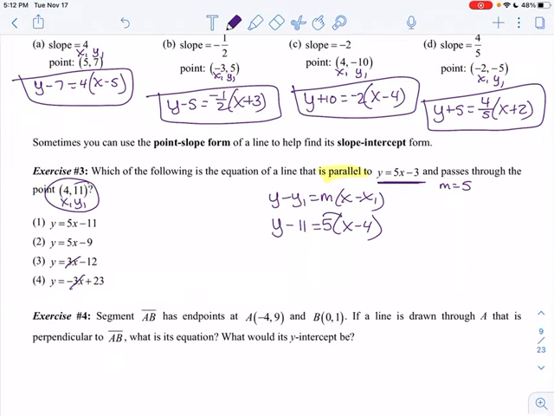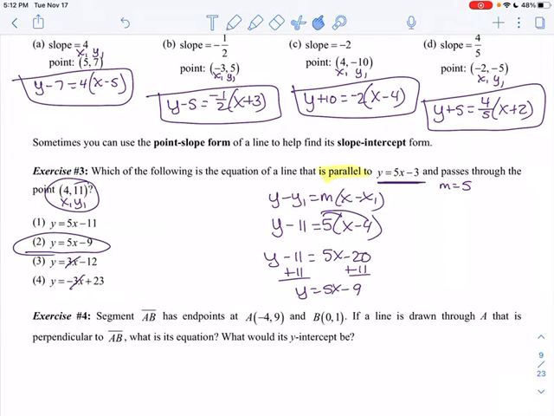So I need to distribute the 5 to everything in the parentheses. 5 times x is 5x. 5 times negative 4 is negative 20. And then I need to get y by itself, so I'm going to add 11. And I have y equals 5x minus 9. So now I can see that it is choice 2.